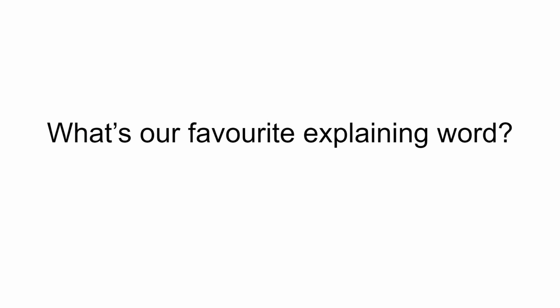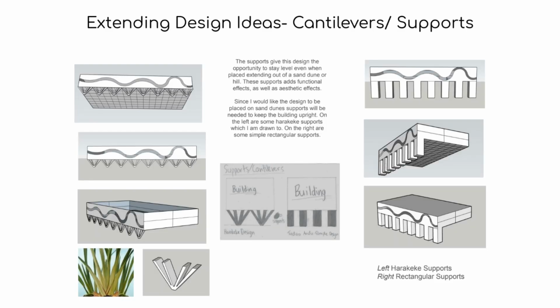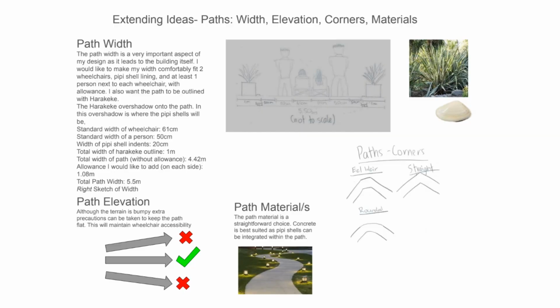What's our favourite explaining word? Because. I'm doing this because. Yeah, here's some examples. So this person's looking at the cantilever support, so the support beneath their deck. And as you can see, they've got two options. They've looked at the harakeke option and the Tadao Ando simple design option. They've talked about why they've got it, so it'll stay level even when the deck is stretching out. They're also talking about the look of the harakeke versus the simplistic style.